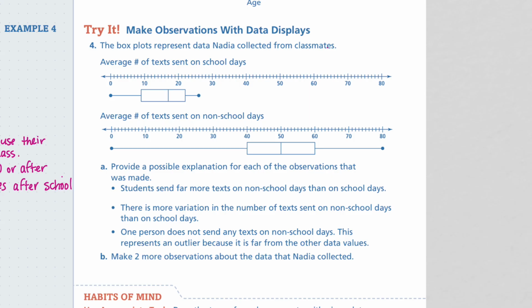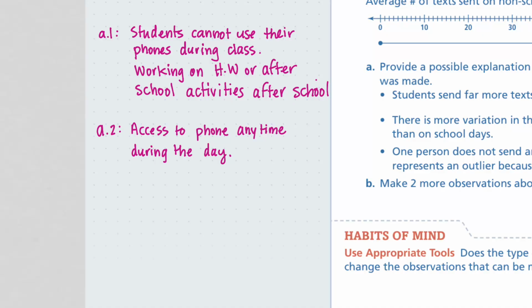Another measure of variation is our interquartile range. So we can see that our interquartile range here seems to be about 13. And then our interquartile range here goes from 40 to 60, so that's going to be 20. So this interquartile range is wider than the one for school days. So once again, some of the possible explanations for this would be just the amount of access that students have to their phone during the day.